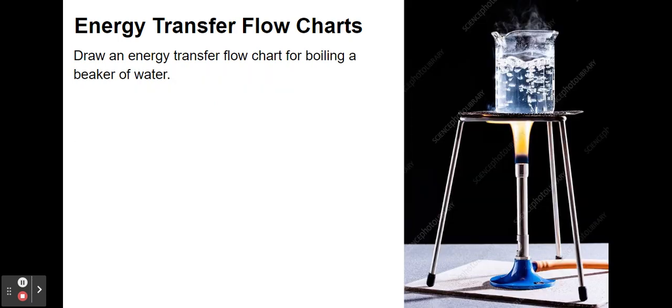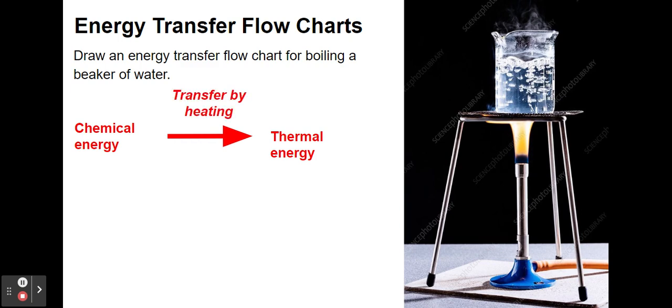So you can have a go at this one. We've got a Bunsen burner being used to heat some water. So remember, identify what's decreasing, identify what's increasing, and how that energy is being transferred. So in this example, the store that is increasing is the thermal energy store of the water. Okay, it's getting hotter. The store that is decreasing is the chemical energy store from the gas being burnt by the Bunsen burner, and that is being transferred by heating.